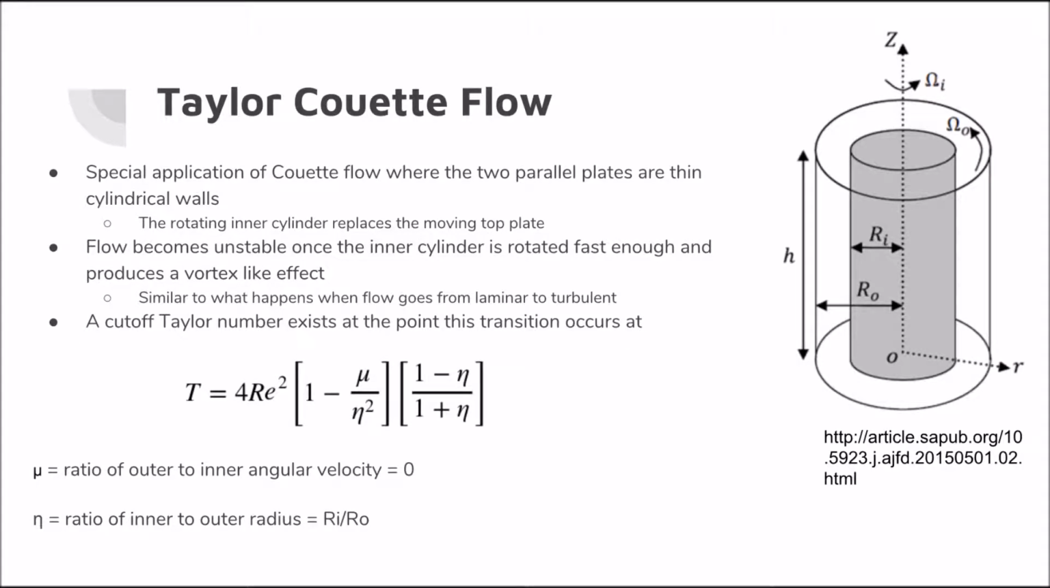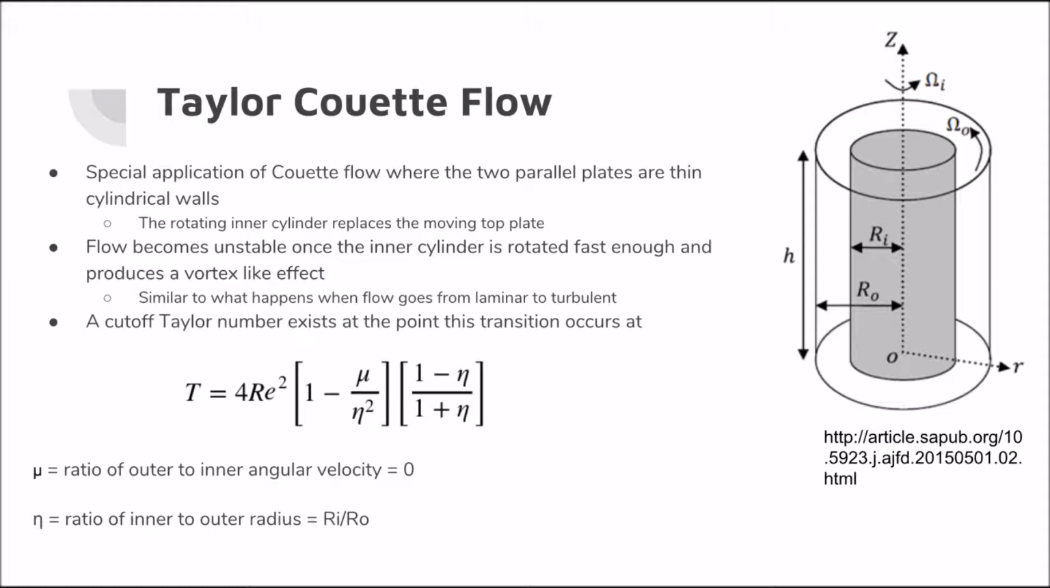Taylor Couette Flow is a special application of Couette flow where the fluid is being moved by rotating cylinders rather than by a moving parallel plate as discussed in class. For our application, the inner cylinder was allowed to rotate while the outer cylinder remained motionless. Fluid experiencing Taylor Couette flow moves laminarly until the angular velocity increases past a certain point. At this point, a vortex-like effect is created in the fluid, causing turbulent flow.